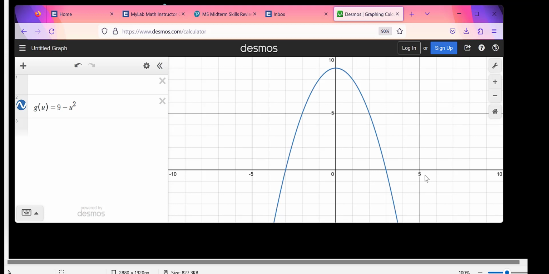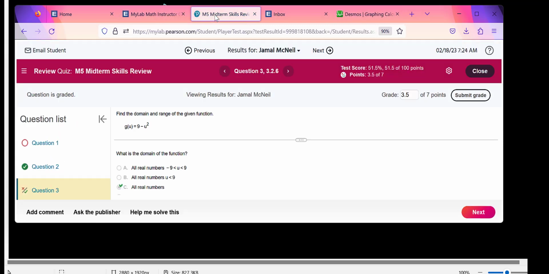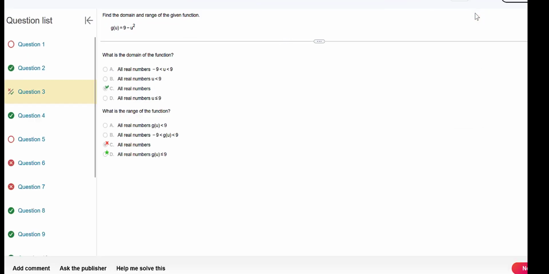So in terms of my input values, I can put anything in here. I can square it. Fine. That's my domain, and that was correct. But in terms of the output, I'm getting all these negative y values. I get y = 0, and I keep getting more y values up into a maximum point here of y = 9. So for that reason, the range would be all real numbers less than or equal to 9. 9 is the maximum value that we're going to get.